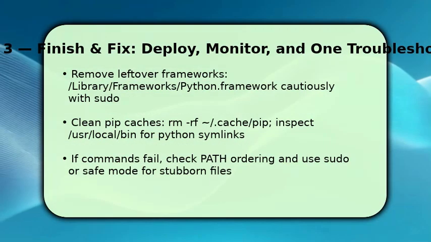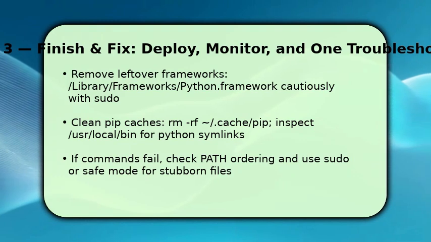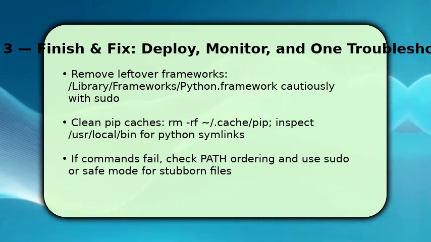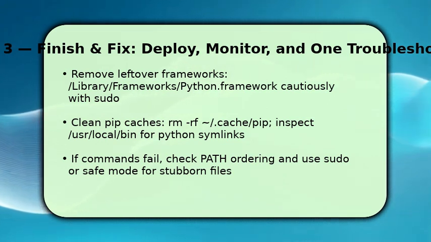Sudo rm -rf /Library/Frameworks/Python.framework and delete /Applications/Python-x.y if present. Then clean pip caches and orphan symlinks in /usr/local/bin or /opt/homebrew/bin, removing python, python3, pip, and pip3 links that point to removed installs.